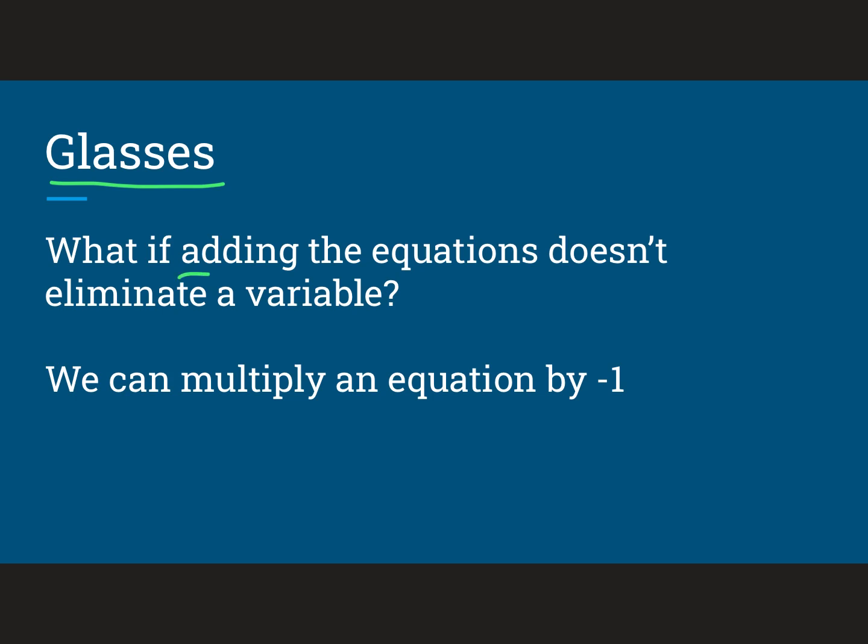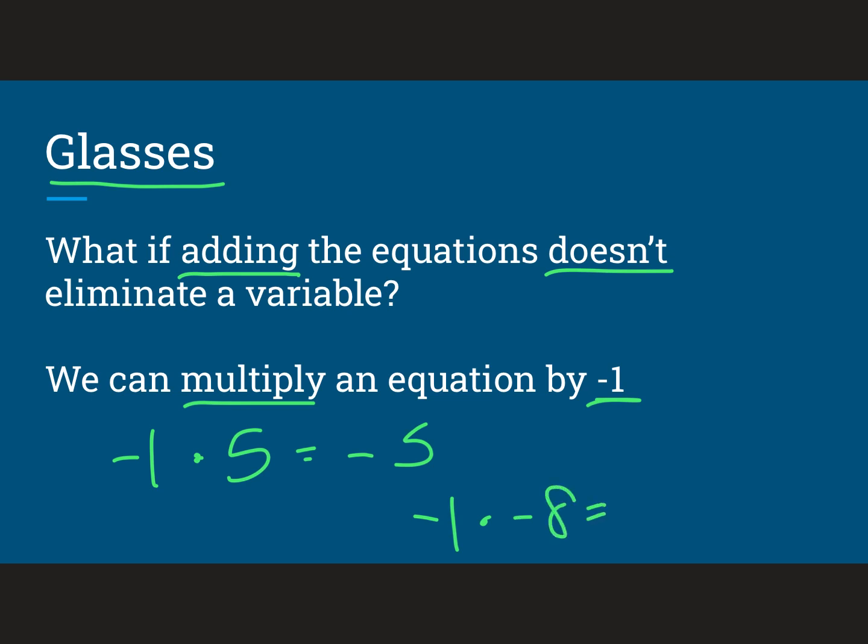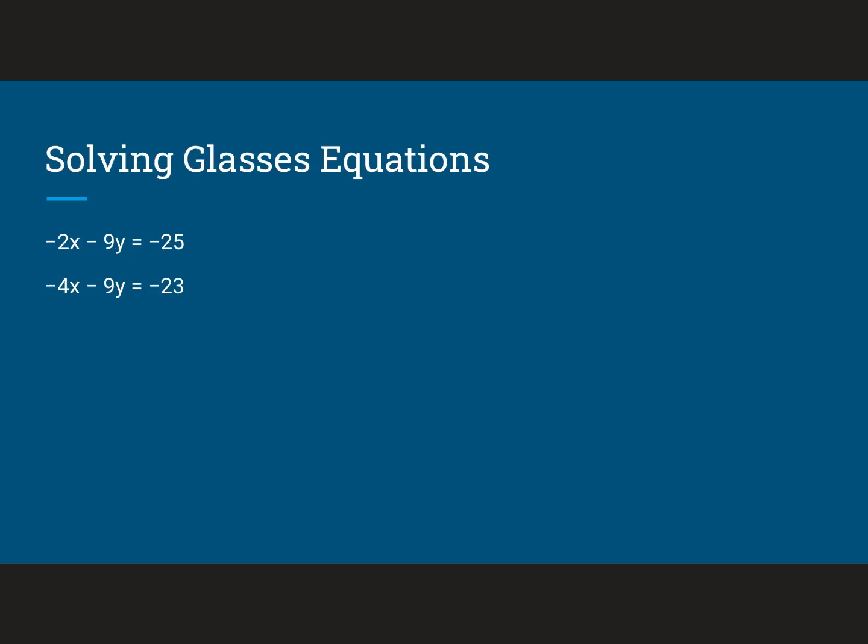So what if adding the equations doesn't eliminate a variable? Well, it's very easy. We can multiply an equation by -1. And remember, when we multiply by -1, all it does is change the sign. -1 times 5 is -5. -1 times -8 is 8. So, solving a glasses equation.